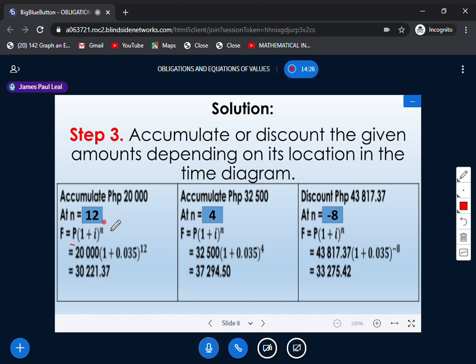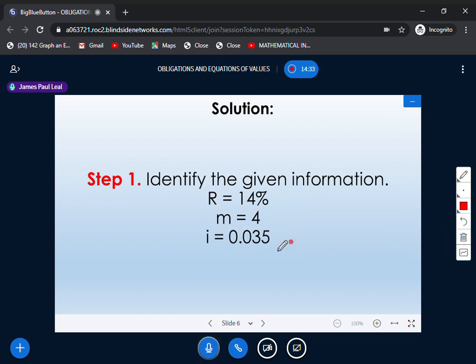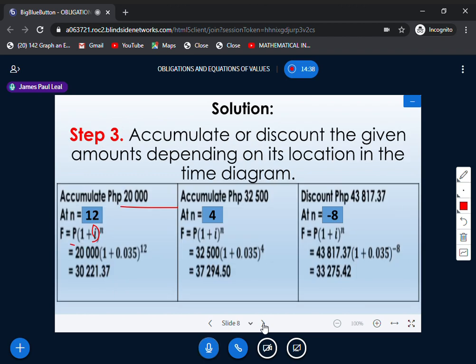So we have your principal, which is 20,000. You just need to plug in 1 plus I. How do we come up with I? Let's go back to step 1. Okay, nag-divide lang po tayo as general, right? So 0.035 po. That's why we have 0.035 as your I, and your N will be 12 for the first condition. So in simplifying this, 20,000 times 1 plus 0.035 raised to 12, you will come up with this final amount, which is 30,221.37. Okay, and for the second one, accumulate 32,500 wherein your N is equal to 4, as you can see here.